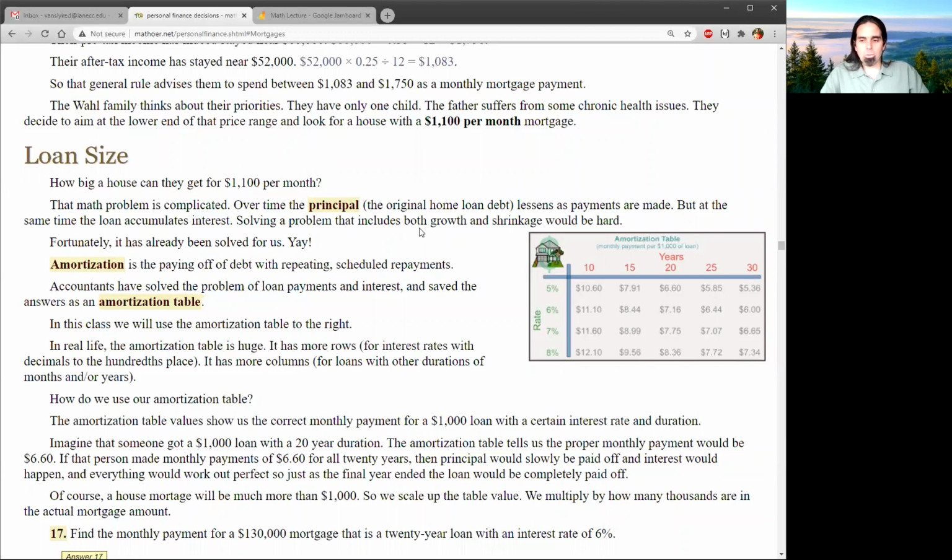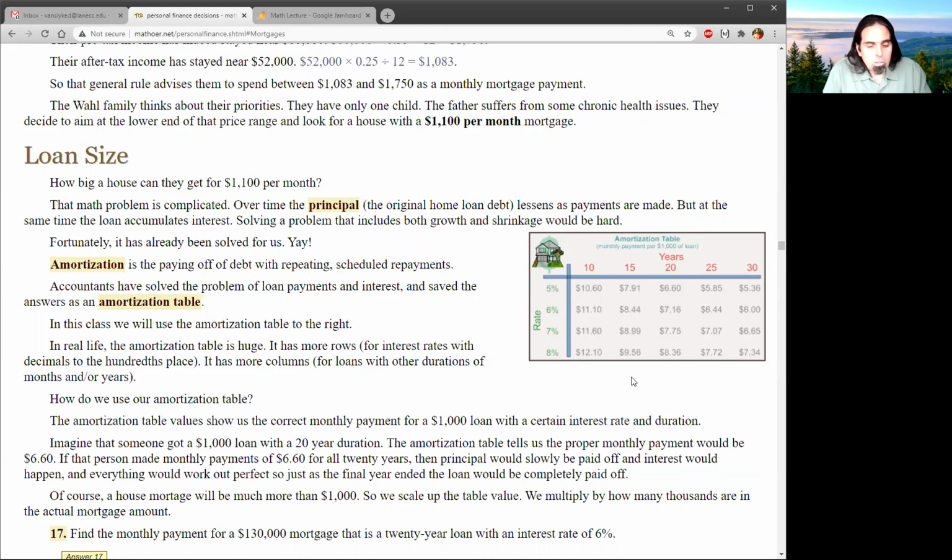So this kind of problem we don't want to do each time. Fortunately, it's already been solved for us. And the vocab word is amortization. That's paying off debt with scheduled repayments that repeat and always have the same amount. And we're going to use this amortization table.